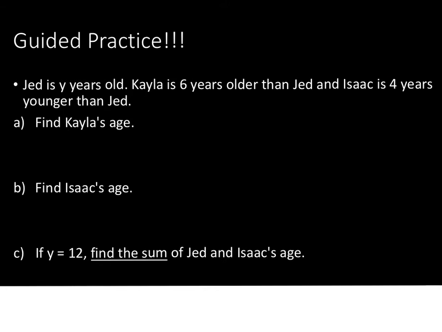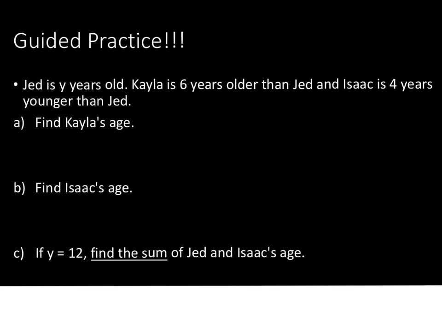Alright, so now it's your turn. Go ahead and write this question down and give this one a shot. It says Jed is Y years old. Kayla is 6 years older than Jed, and Isaac is 4 years younger than Jed. A says find Kayla's age. B, find Isaac's age. And C, if Y equals 12, find the sum of Jed and Isaac's age.